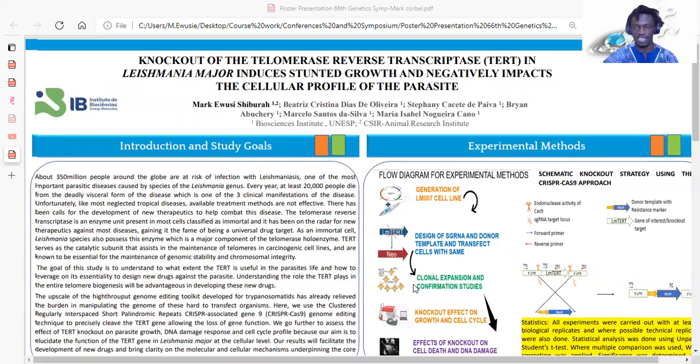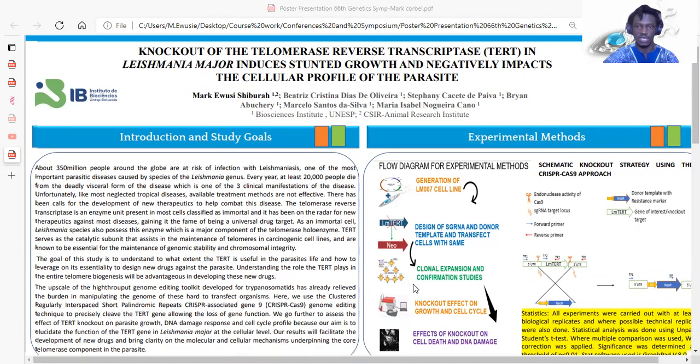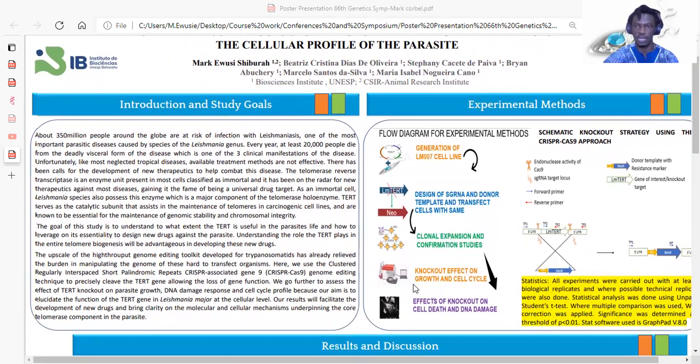According to the World Health Organization, close to 2 million new cases of leishmaniasis are reported annually. Unfortunately, there are no effective remedies for this disease. This is why we chose to study the telomerase reverse transcriptase gene in order to provide new therapeutics against leishmaniasis. Our goal is to understand the role of this gene in the parasite.